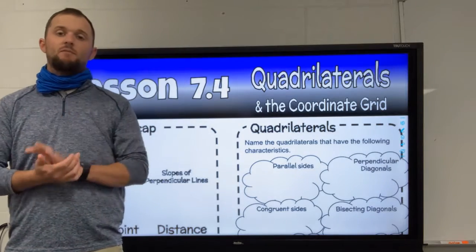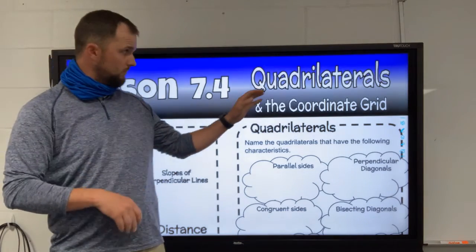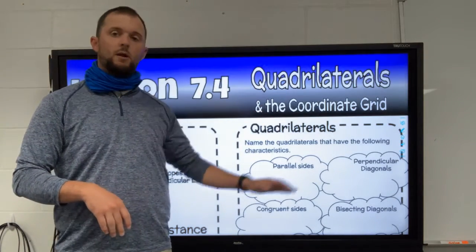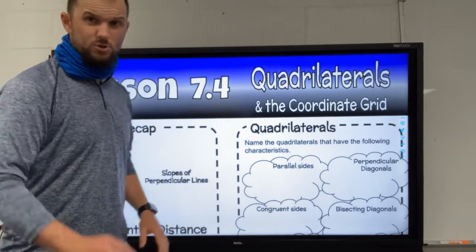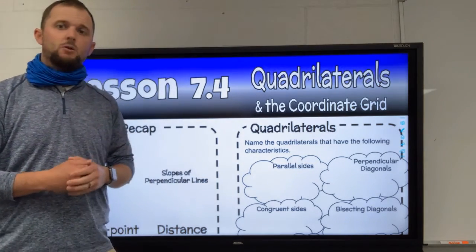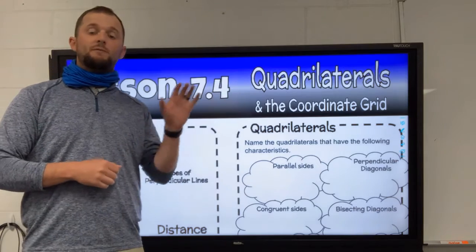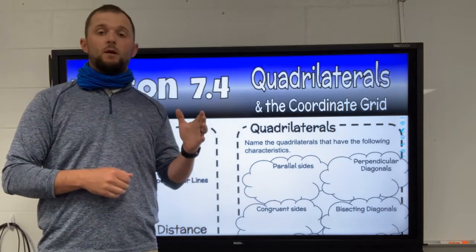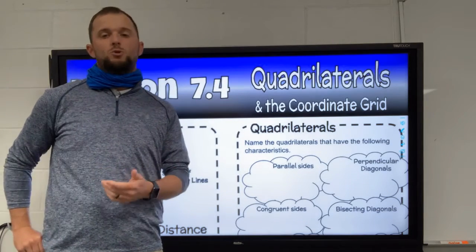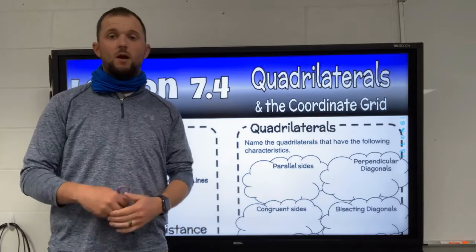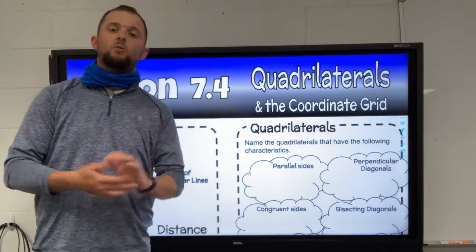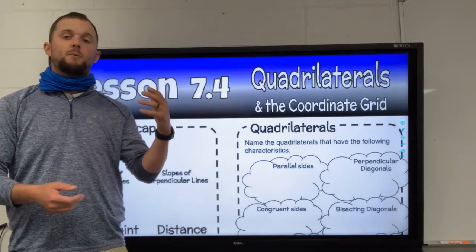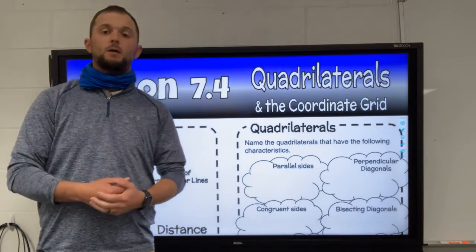Today we are doing 7.4, which is going to be quadrilaterals and the coordinate grid. So basically, you're going to be given a quadrilateral on a coordinate grid, and you're going to have to use different things you know how to do on the coordinate grid to figure out what type of quadrilateral it is. So if it's a parallelogram, a rhombus, a square, a rectangle, however you want to say it, we're going to find those properties and put them into play. Okay, so let's jump into it.